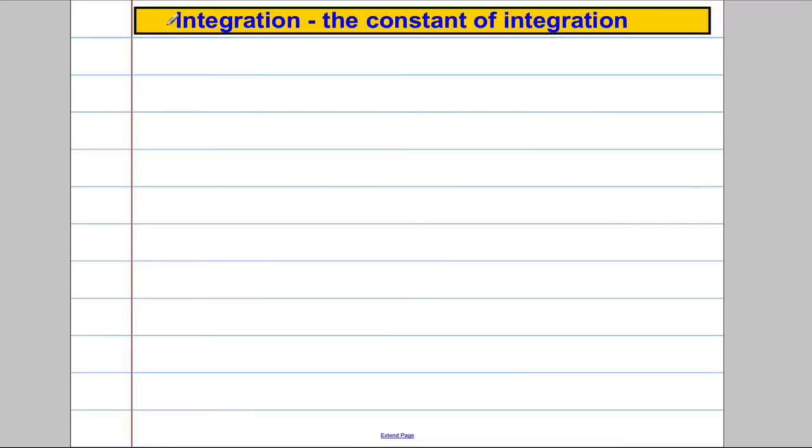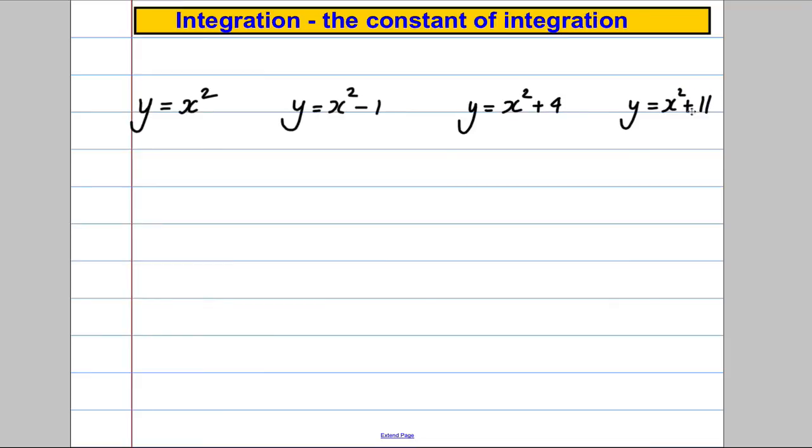Okay, to start this off, I'm going to give you four functions, let's say. Y is equal to x squared. I'm going to give you y is equal to x squared take away 1. I'm going to give you y is equal to x squared add 4. And I'm going to give you y is equal to x squared add, let's say, 11. Okay? And in each case, I want you to differentiate them.